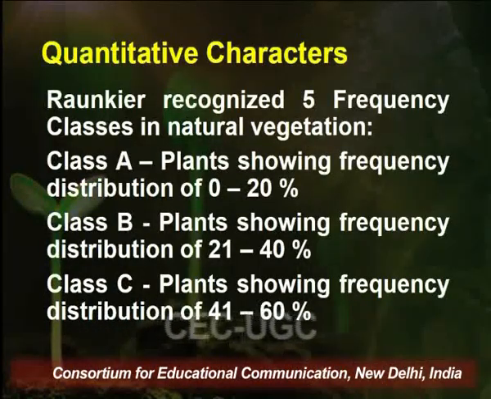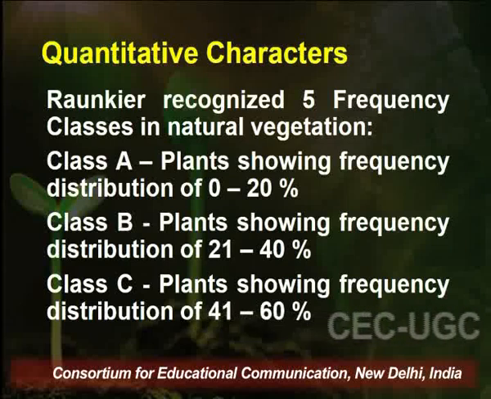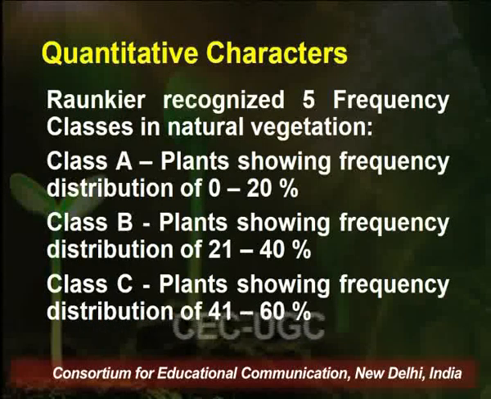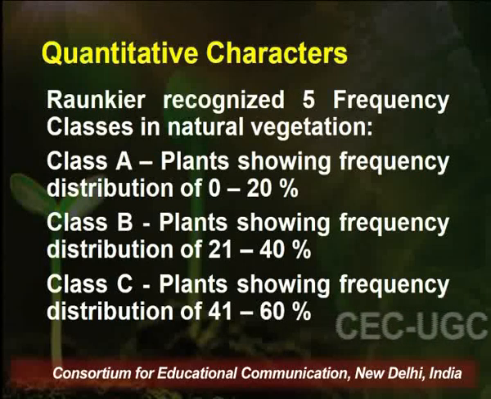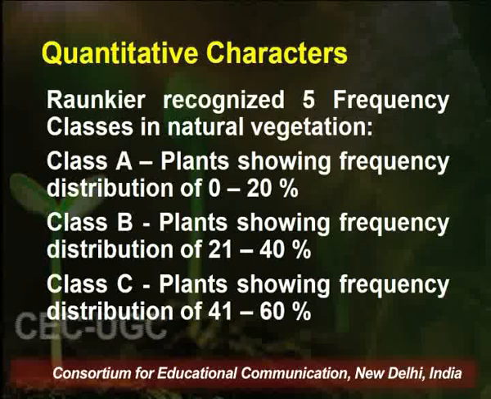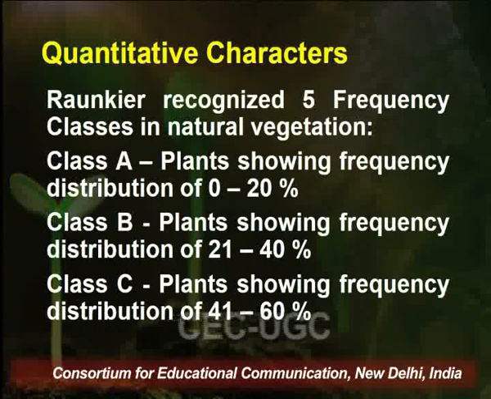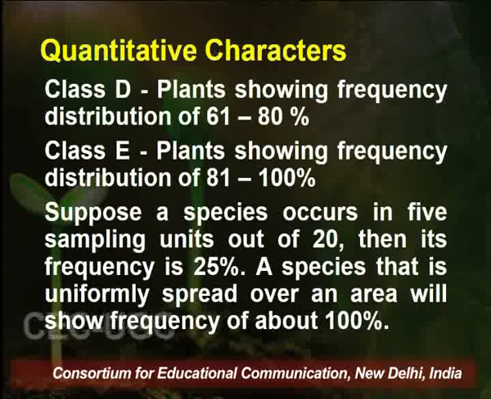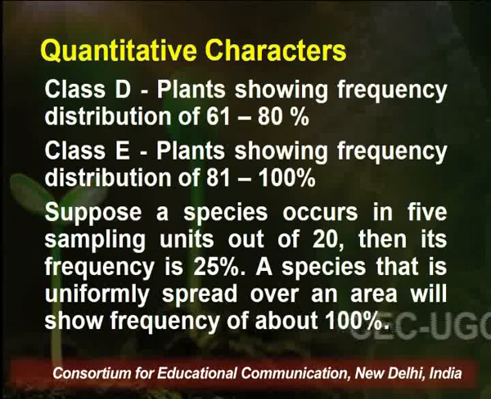So, Raunkiaer recognized 6 frequency classes in natural vegetation. Class A, as you can see in the slide, the plants showing a frequency distribution of 0 to 20%. Class B, where the plants show a frequency distribution of 21 to 40%. Class C, where the plants show a frequency distribution of 41 to 60%. And Class D, plants showing a frequency distribution of 61 to 80%. Class E, showing a frequency distribution of 81 to 100%.